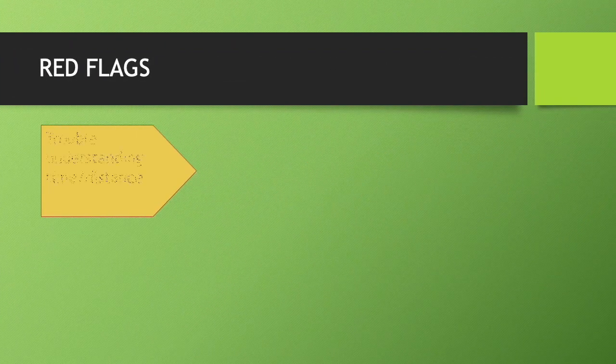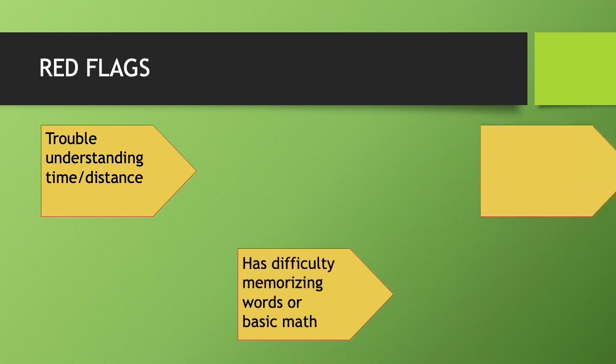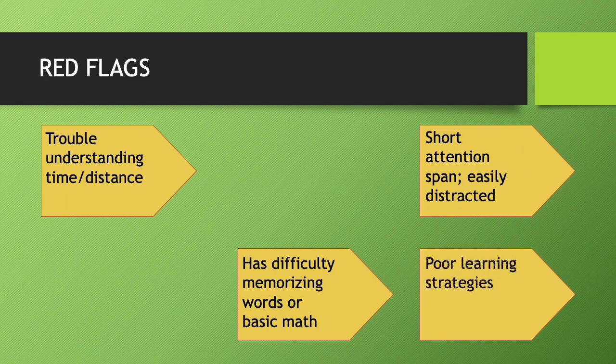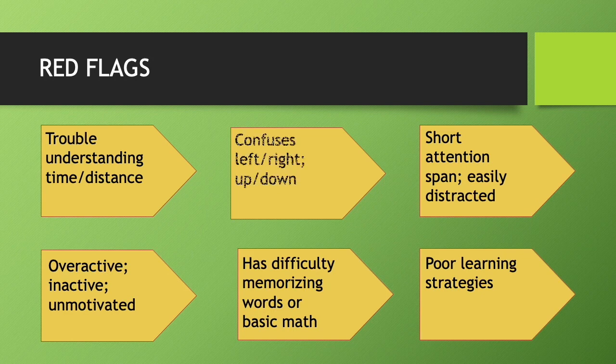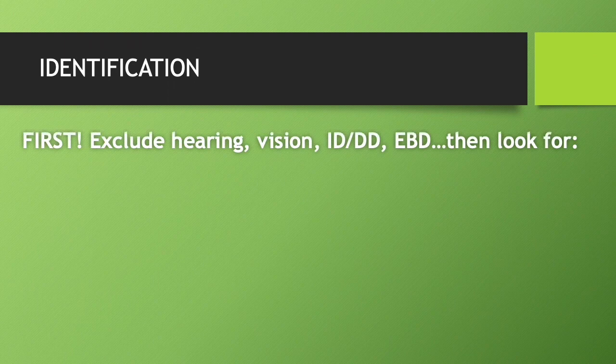Let's look at a few more red flags. A child may have trouble understanding time and distance or have difficulty memorizing words or basic maths. They may also have short attention spans or get distracted. They may have poor learning strategies. Perhaps they are overactive, inactive, or just unmotivated. And finally, they may confuse left, right, up and down.